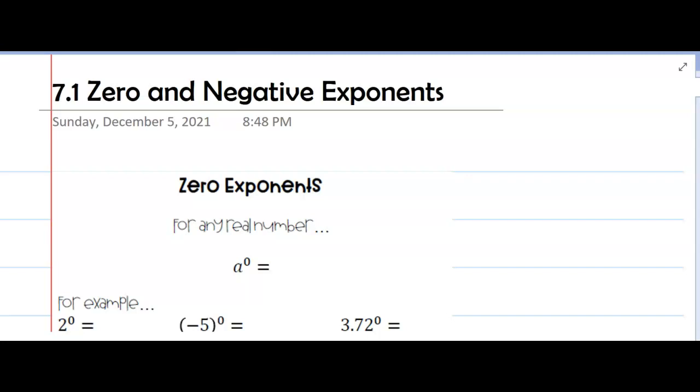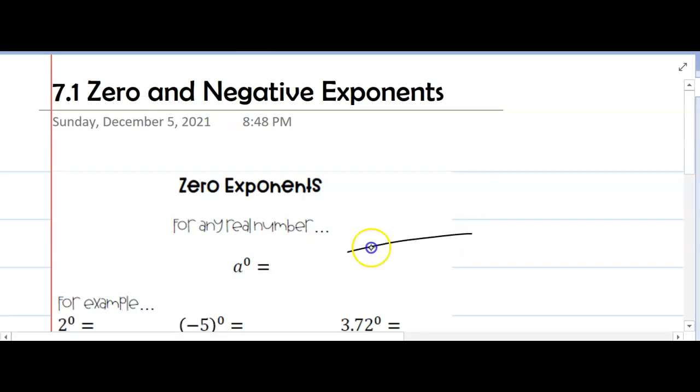All right, so we are going to start chapter 7 today. We're going to take chapter 7 pretty slow. We only have a couple weeks of school until the end of the semester. We're going to get about halfway through chapter 7. Like I said, we're going to take it pretty slow, and then we'll come back when we come back second semester and go back over some of these things. So chapter 7 is all about exponents.